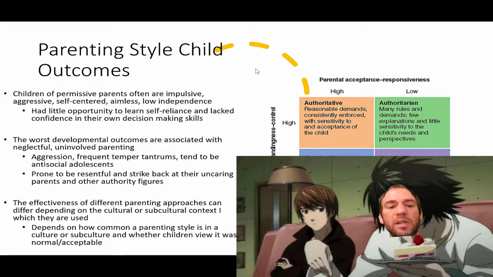Aggressive, with frequent temper tantrums, they tend to be antisocial adolescents, prone to be resentful and strike back at their uncaring parents and other authority figures. The effectiveness of different parenting approaches can differ depending on the cultural and subcultural contexts in which they are used. It depends on how common a parenting style is in the culture or subculture, and whether the child views it as normal or acceptable.